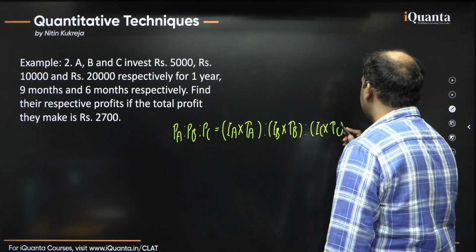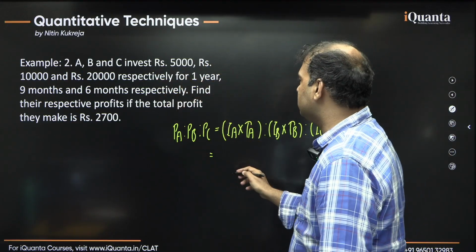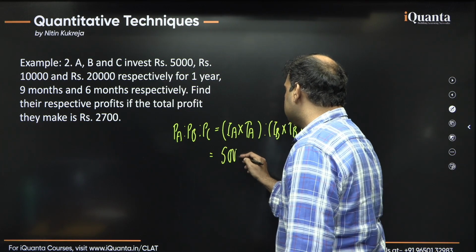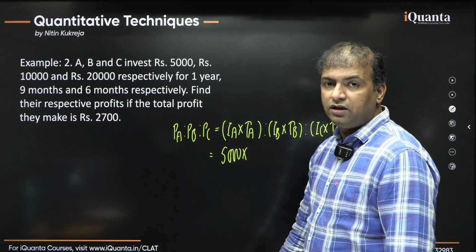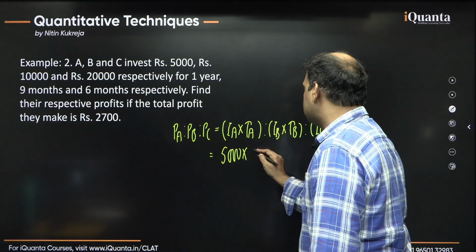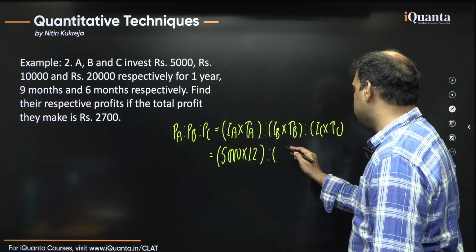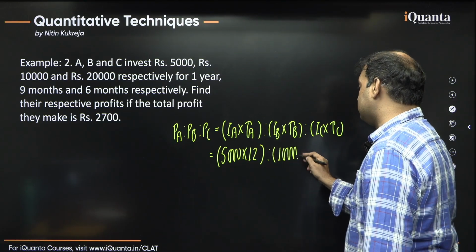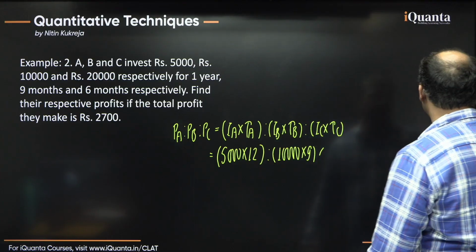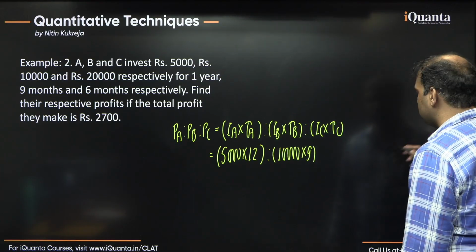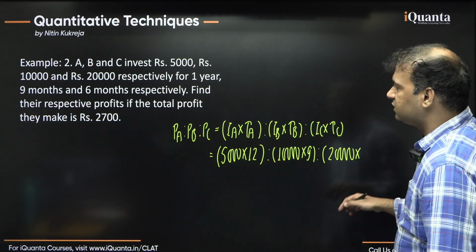All right guys, first thing first. Now writing their investment and the time period which is given to us. For example, the investment of A is 5,000. The time period of A is 1 year, which I'll write as 12 months, because the other people's time periods are given in months. So the time period of A I'll say is 12, simple, right? The investment of B is 10,000. Time period of B is 9 months, simple. And the investment of C is how much? Let's write the investment of C is 20,000, and the time period of C is given to us as 6 months.